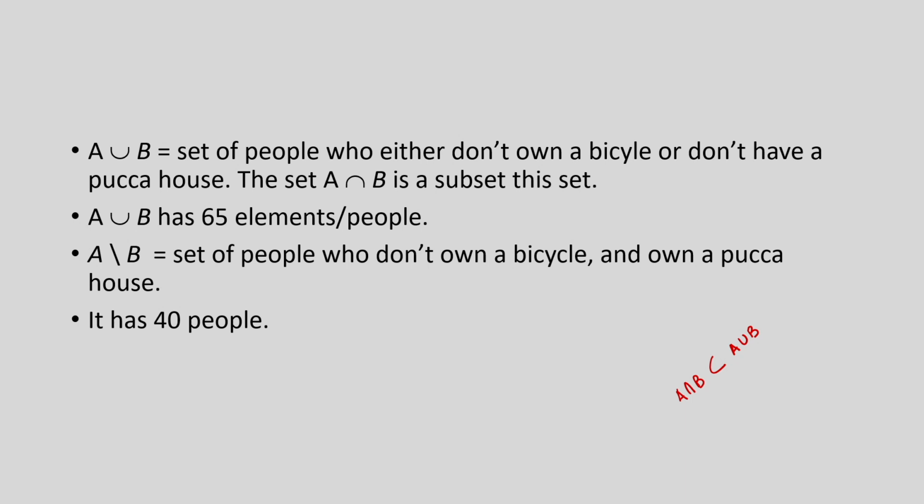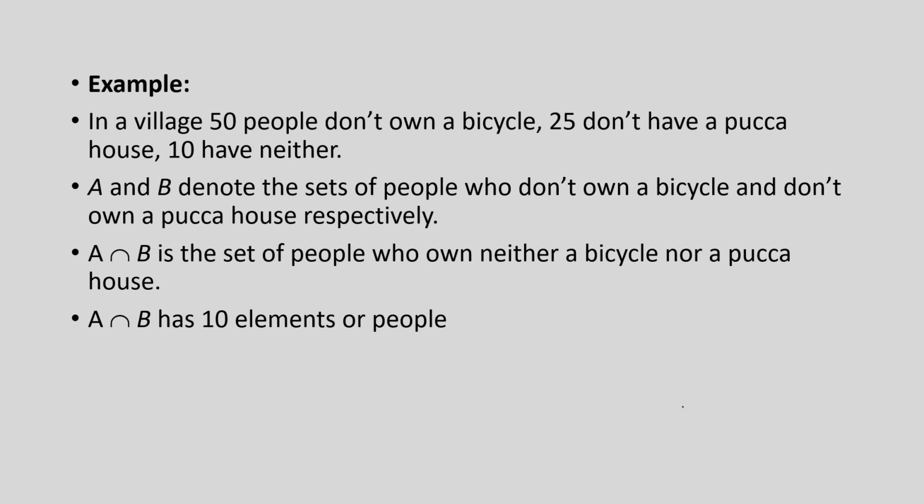How many elements are there in A union B? It has 65 elements or people. How do I know that A union B is having 65 people? The reason is this: look at A, the number of elements in A, which I am representing by this number. This is 50, and how many people do not own a pakka house? This is 25, all these are given. How many people belong to A intersection B? That is also given.